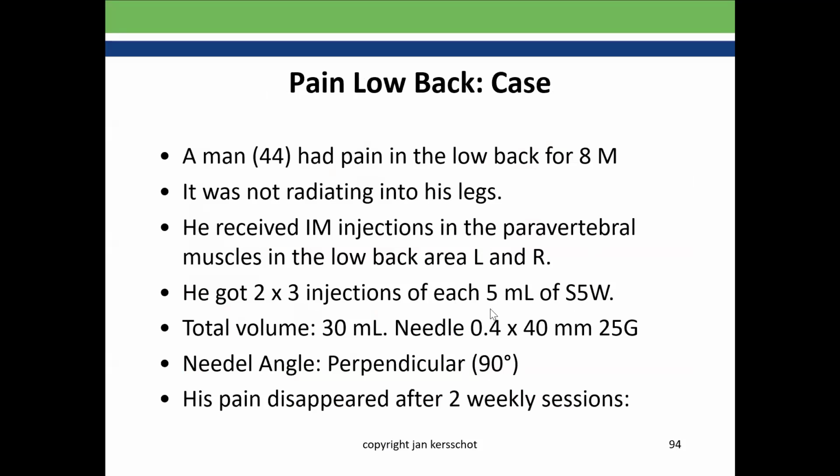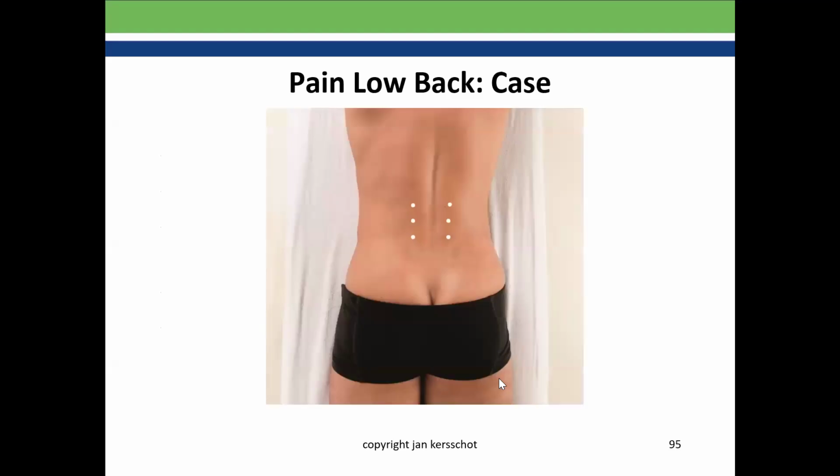And this is a patient of 44 who has pain in the low back for 8 months, and he got again injections of 5 ml of sugar water 5% with a 4 centimeter needle. Of course, here for intramuscular, we typically use the perpendicular injection instead of the tangential injection technique for the fascia. And his pain disappeared after a few sessions. Just IM left and right. You stay away from the midline if you want to go 2, 3 centimeters deep.